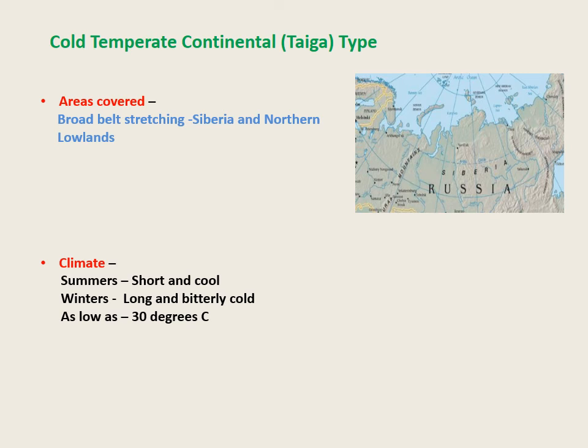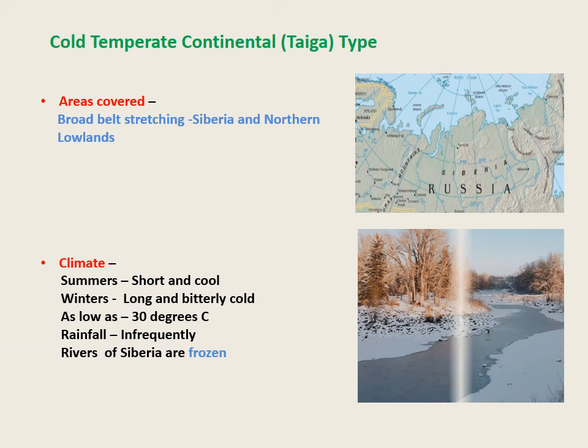The annual range of temperature is very high. Rainfall occurs infrequently during summer months. During the winter, precipitation occurs in the form of snowfall. The rivers of Siberia remain frozen for more than 3 months of the year.